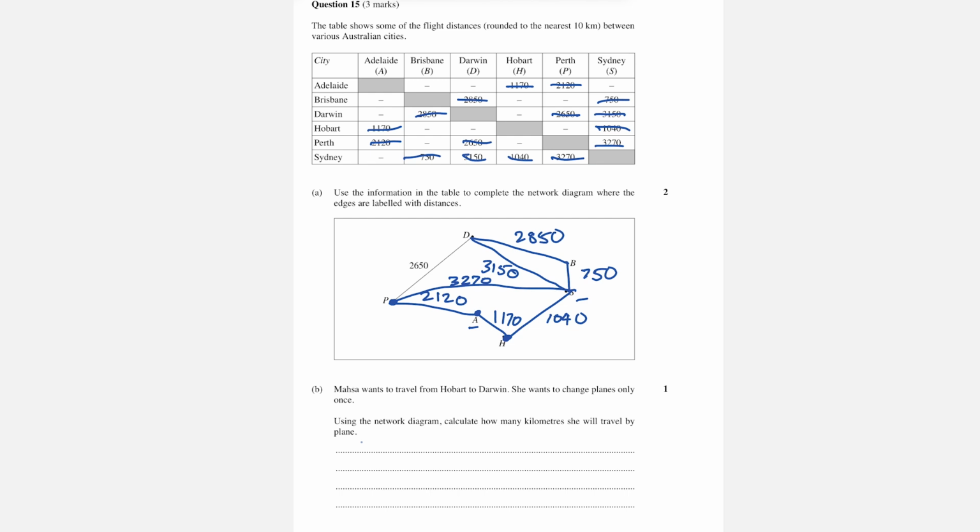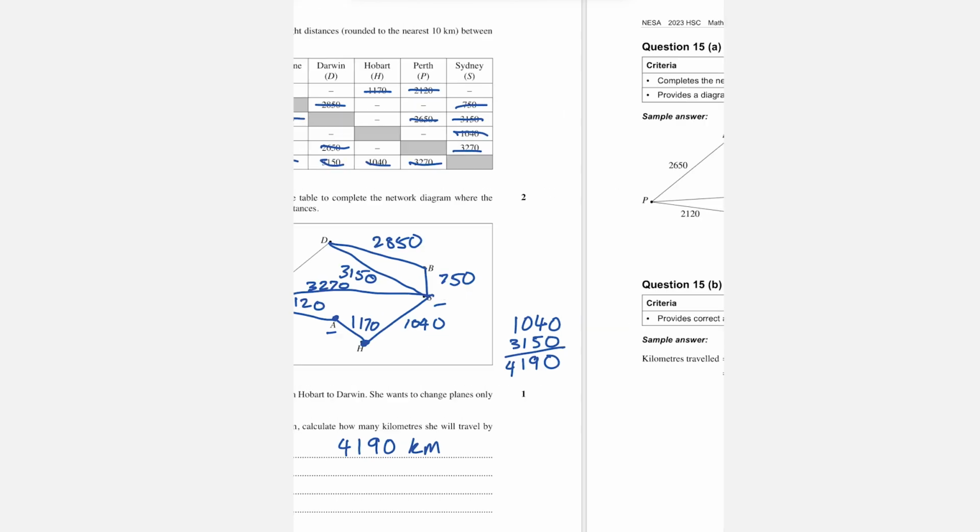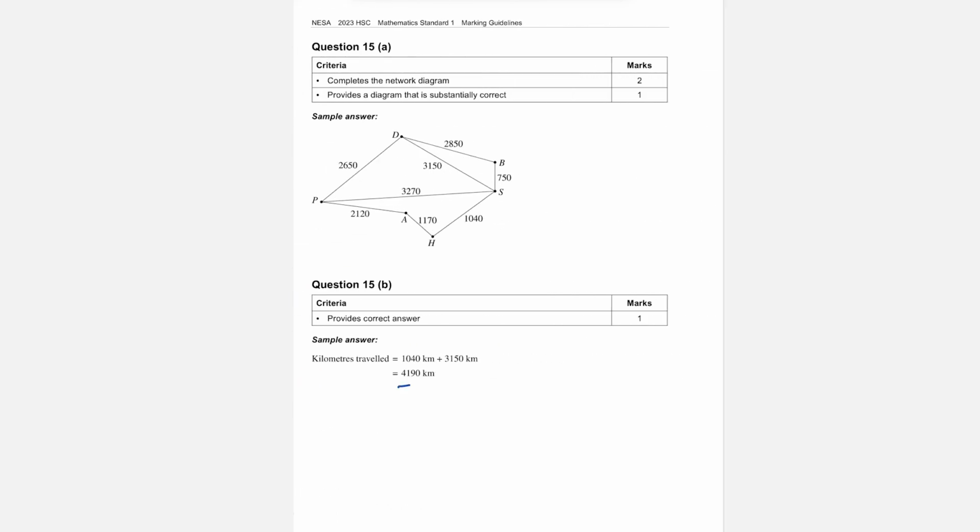So it's going to be HSD. And the number of kilometers, it's going to be 1040 plus 3150. So adding that up, we get 4190 kilometers. And that's it. Excellent.